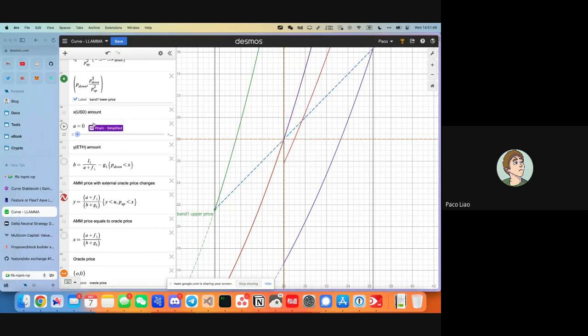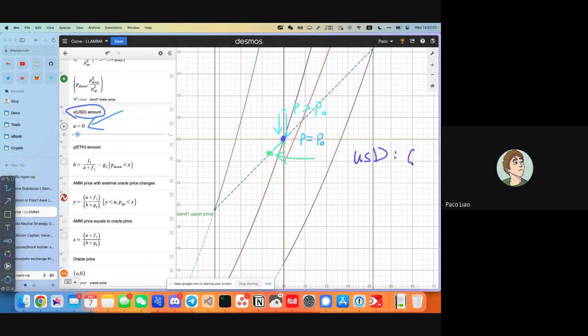And you can see in this pool, the USD amount is 0. So no more USD in this range. And it is at the lower price of the range. So at the lower price of the range, there's 0 USD, and all ETH. Let's say maybe 10 ETH.